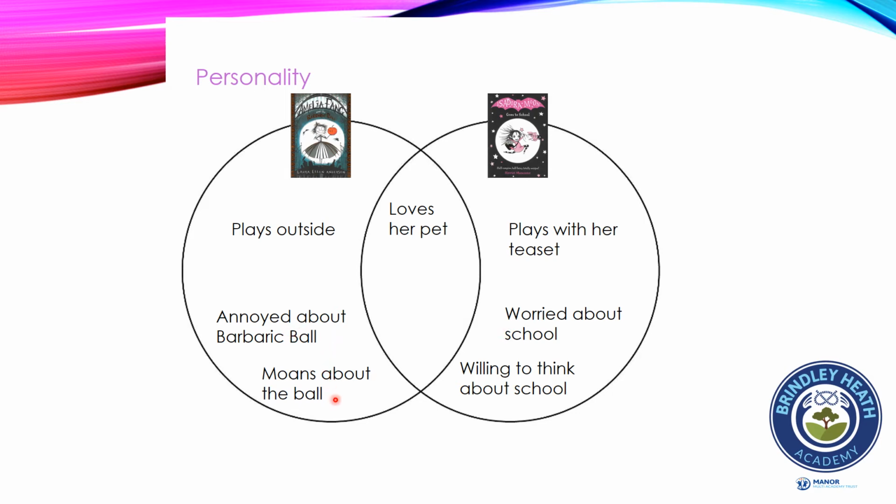Amelia Fang moans and complains about having to go to the ball. She's a bit more disobedient, a bit less willing to do what her parents want, whereas Isadora, I think, is more willing to think about school and probably going to give it a go. That's the impression I get. That's what I infer from her.